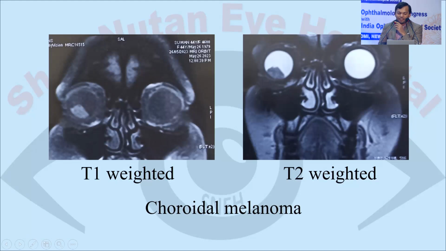So here we have a very characteristic appearance. On T1, we have a hyperintense mass over a hypointense vitreous, and on T2 we have a hypointense mass over a hyperintense vitreous. So this is known as the yin yang sign, and it has some specificity for melanoma lesions. However, some leiomyoma lesions of the orbit also show this appearance.